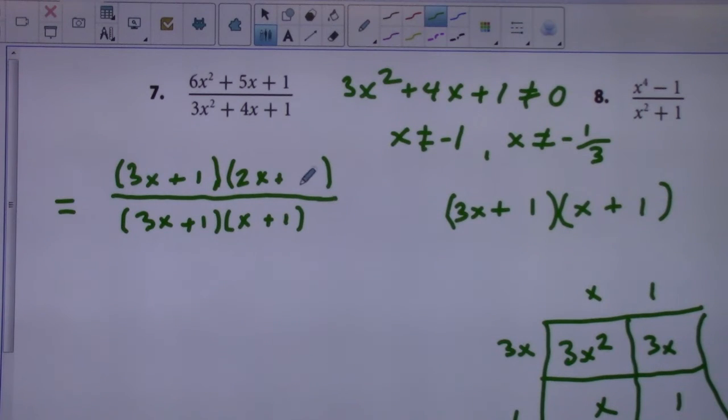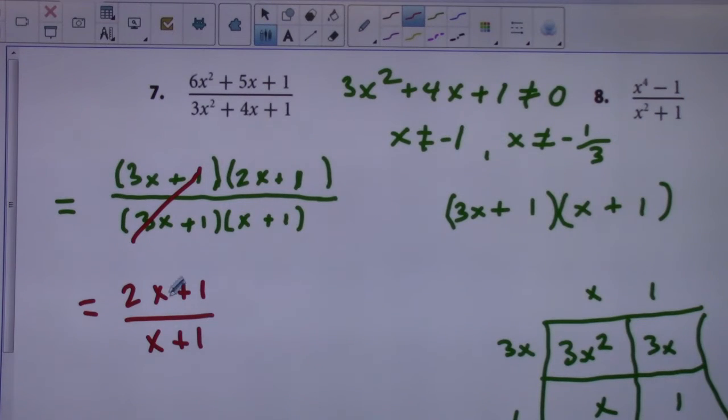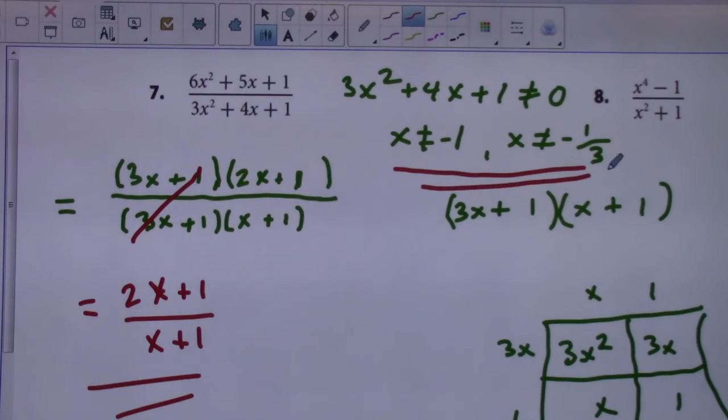And why do we know that? Well, the reason we know that is because to get 6x squared, you have to multiply by 2x, right? And then over here, to get 1, you have to multiply 1 by 1. So this is factored form. So what do you have left? You have this, right? You have 2x plus 1 over x plus 1. And so this is going to be your answer, and also with your excluded values up here. Okay?